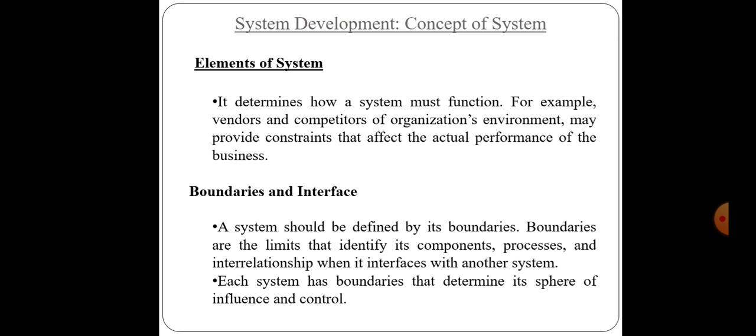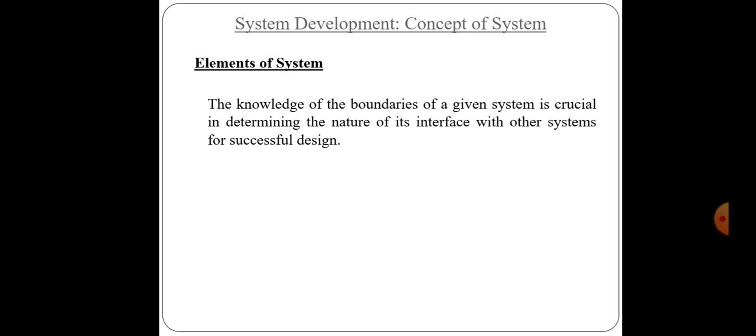Now, talking about the boundaries and the interfaces of the system, a system should always be defined by its boundaries. So, what are boundaries? These are the limits that identify its components, processes, and the interrelationships between its interfaces and the other interfaces that are residing in other systems. So each system has boundaries that determine its sphere of influence and tries to control the environment. So the knowledge of the boundaries of a given system plays a very crucial role in determining the nature of its interface with other systems for a successful design.